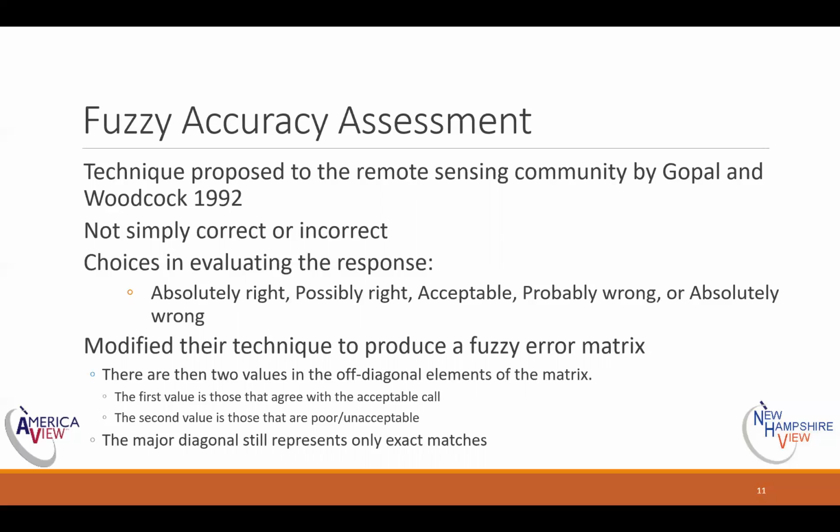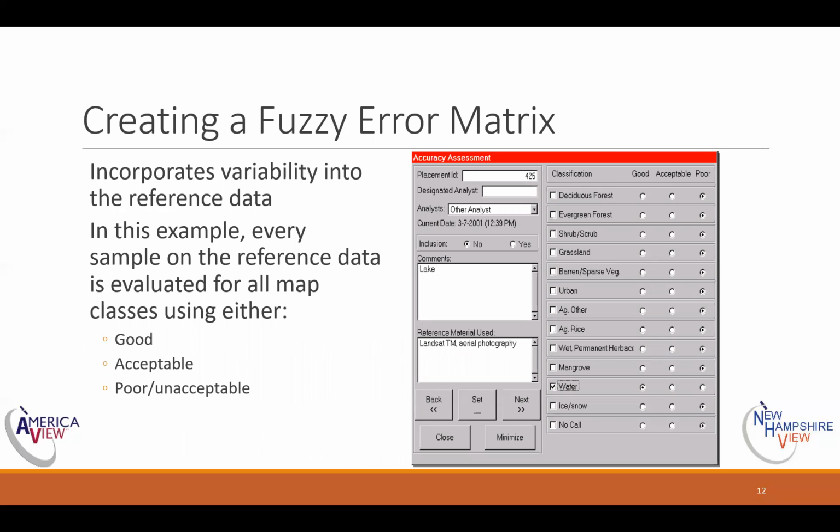We have the one that we think is right, the ones that we think are acceptable, and the ones that we think are wrong. Okay? And so what happens is the major diagonal is still the ones that we think are right. Okay? But the off-diagonal elements, the first value in the off-diagonal elements is the ones that we would accept, and then the second number in the off-diagonal element is the ones that are still wrong, that are poor or unacceptable. Okay? And so that allows us to have an error matrix and then do some additional calculations. Okay? We've set this up. Again, here's the 3 categories: good, acceptable, poor, or unacceptable.